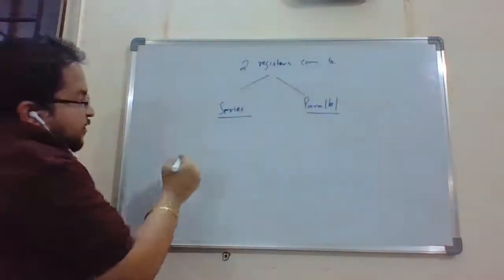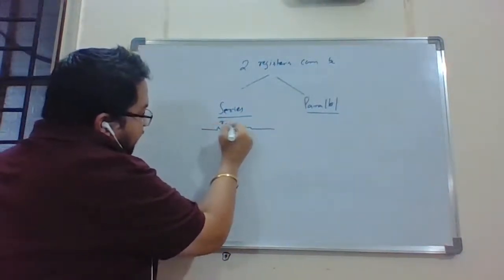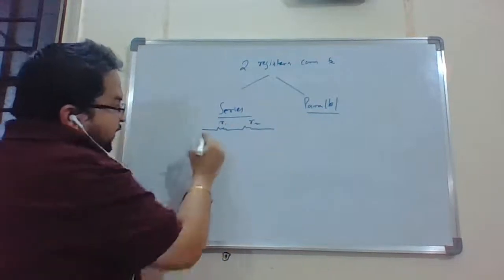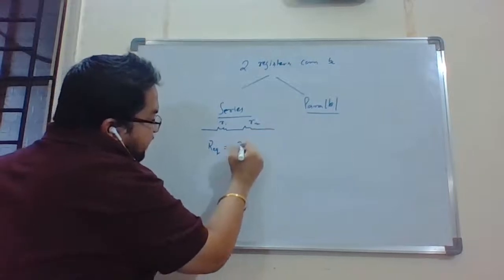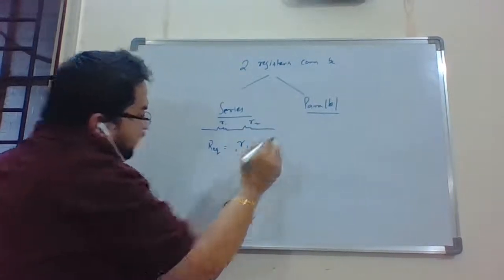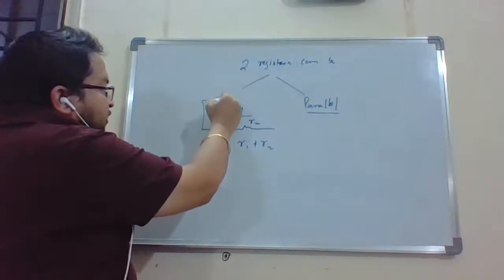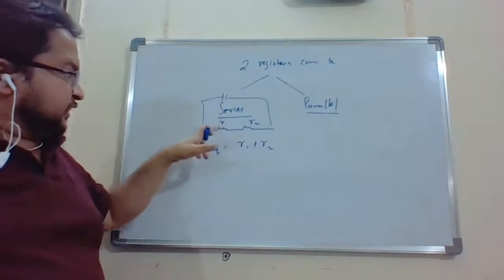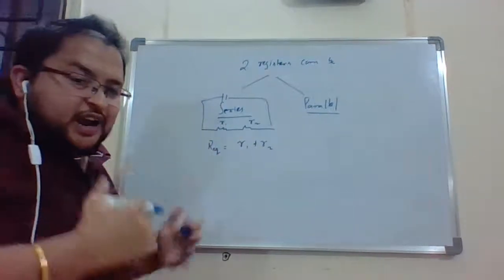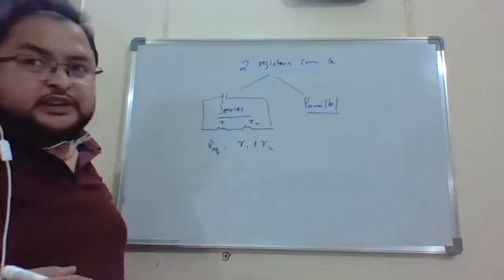Series. So if two resistors are in series, say this is R1 and this is R2, then their equivalent resistance is always the summation of both the resistances. So if you have a battery or a cell here, you apply two resistors in series, both of their resistances would be added and they would produce that much added resistance to the cell.